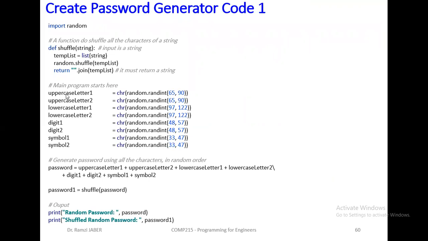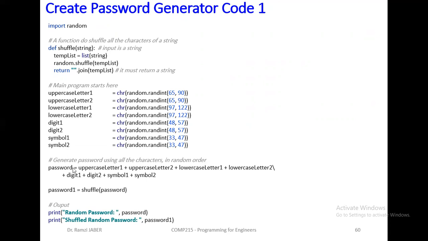So one variable called upper letter 1, second variable, third variable, fourth, 5, 6, 7, 8. 8 variables. This variable chooses any character from 65 to 90. Here the same, and here other small letters. Digit 1 and digit 2 will be random numbers from 0 to 9, using the ASCII codes 48 to 57. Then any 2 symbols from this range.